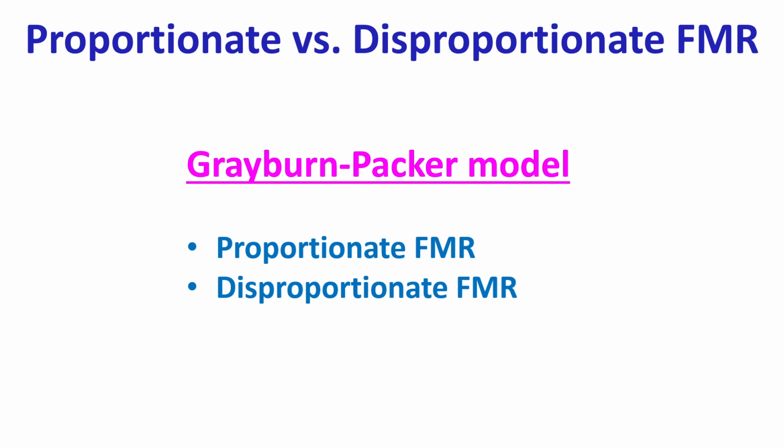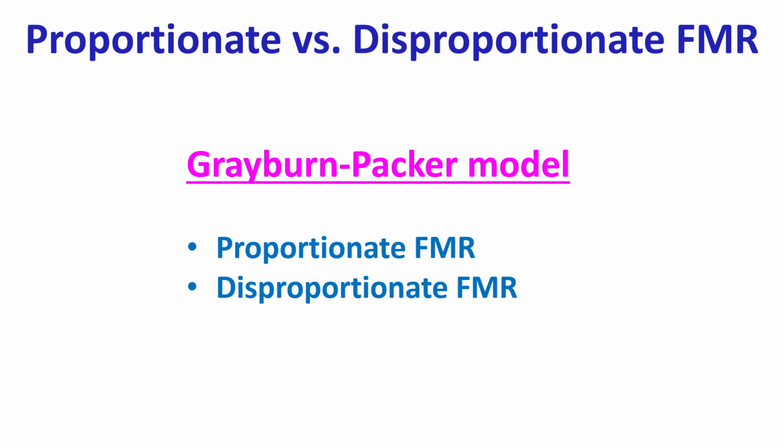Proportionate versus disproportionate functional MR. The Grayburn-Packer model helps explain why some patients respond to transcatheter intervention while others do not. Proportionate functional MR: the degree of MR is expected for the degree of LV dilatation. These patients rarely benefit from edge-to-edge repair, that is TEER, as the primary problem is the ventricle.